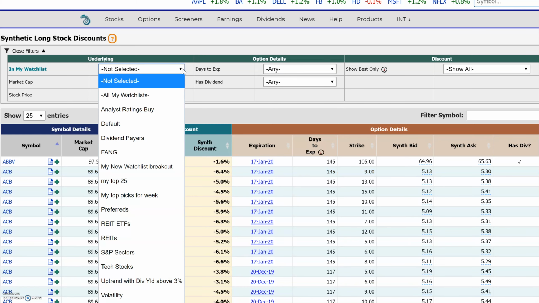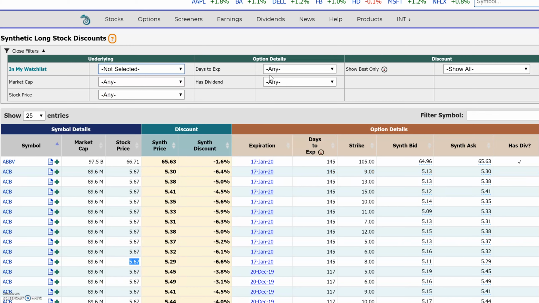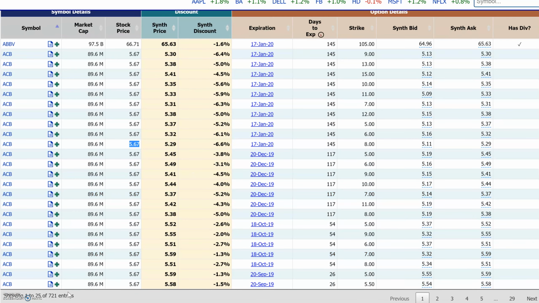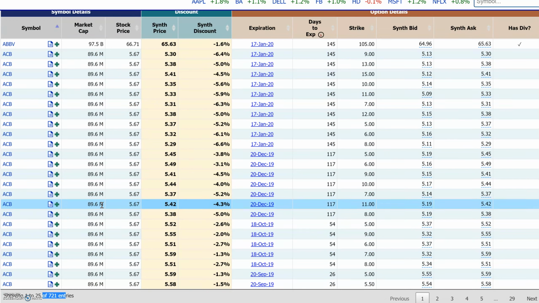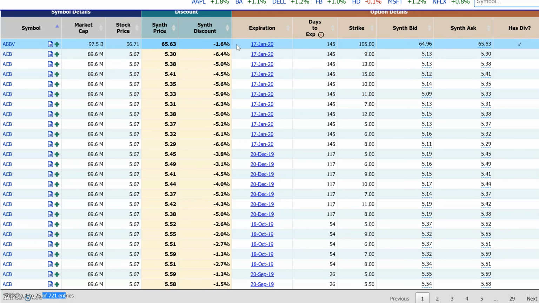You could do stocks in your watch list by market cap. And over here, if it has a dividend or not, that's another thing. You want to take a look if there's a special dividend in there that is being priced in by the market because there's an unknown. It'll also look like a hard to borrow potential if you have that dividend mispriced. So let's just take a look at all these. There are 721 different hard to borrow situations we found that are at least 1% or more discount.